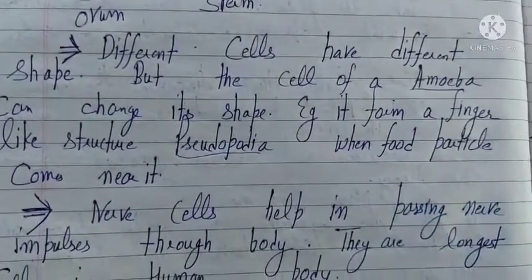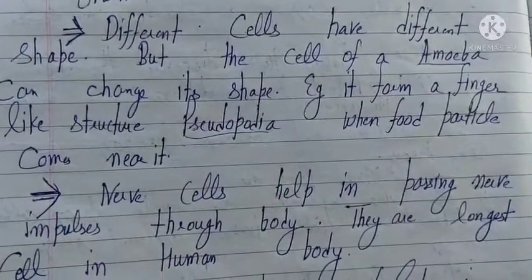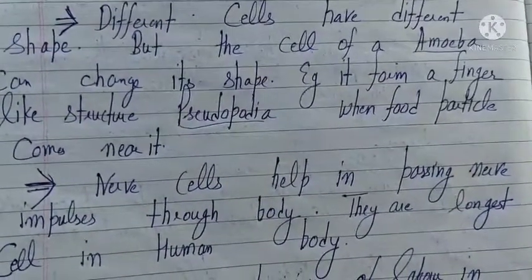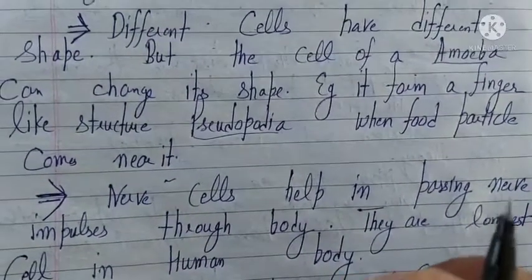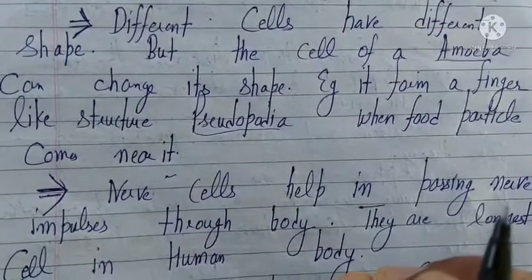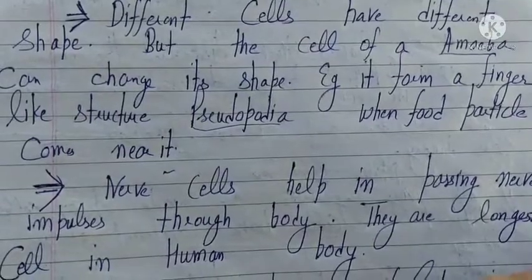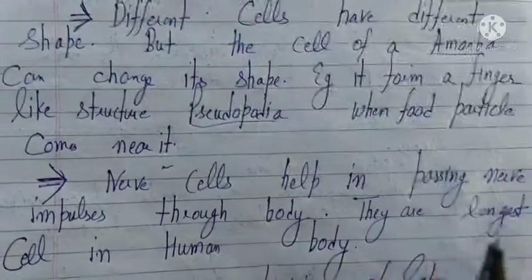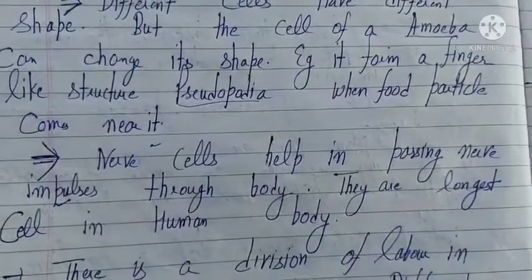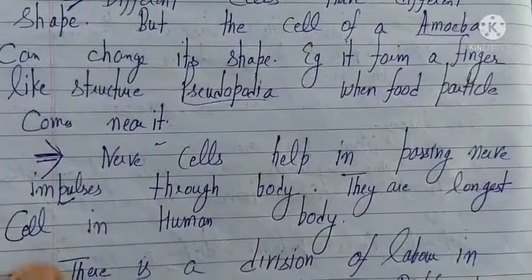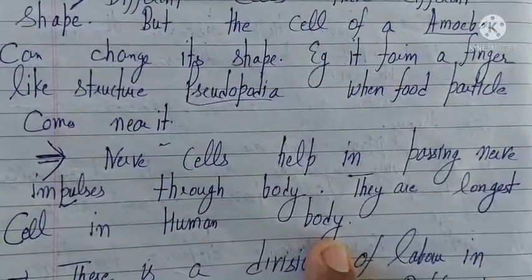And I have told you, with different cells, the shape or the size of a cell depends on the function it performs. Like nerve cells are there in the body, na? You pinch your arm, the signal will go to your brain. That signal is carried by the nerve cells. So these nerve cells help in passing nerve impulses, electrical signals through your body. And nerve cell is the longest cell in the human body. And in the outside world, ostrich egg is the biggest cell.